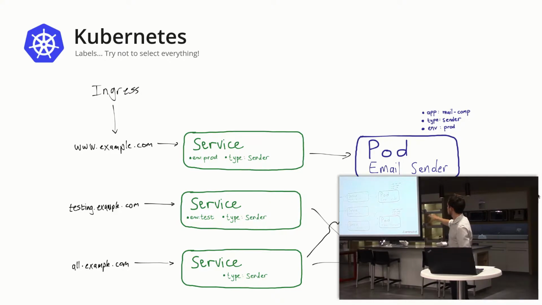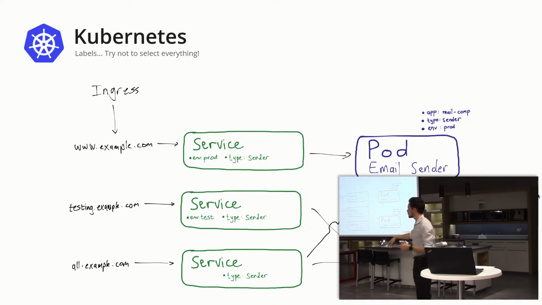Okay? You could also then have this new email sender that you're writing now, which does cool stuff and maybe is twice as fast, but it could be quite buggy. In this case, we would have the same label. It's part of the mail comp app. It's still a sender, but the environment is test. Okay? Now, the way that a service works is it uses labels to figure out which pods it should send traffic to. So if you just wanted to send to the production email sender pod, you could just select pods that are of type sender and type prod. Then it will only go to your production level pods.